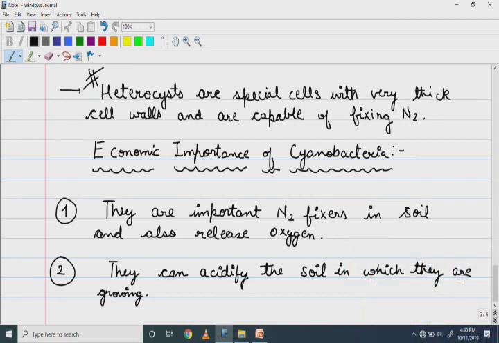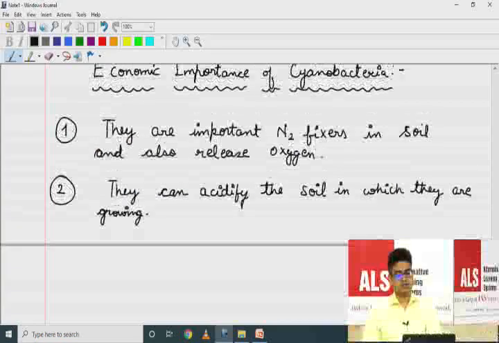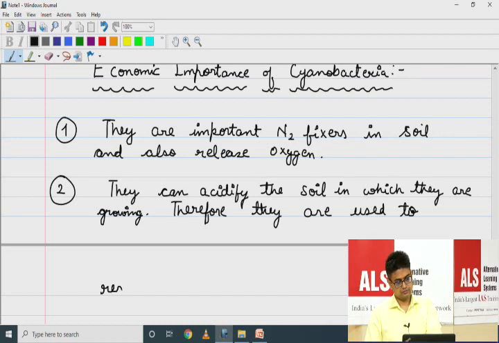They can acidify the soil in which they are growing. So what does this mean? They can turn the alkaline soil into fertile soil. This is a very important point. Therefore, they are used to restore fertility of soil. Now you'll ask why? How? They are used to restore fertility of soil, basically alkaline soil. Fertility of alkaline soil.